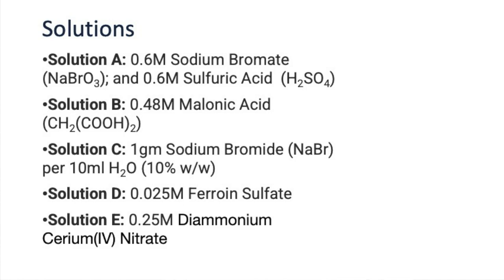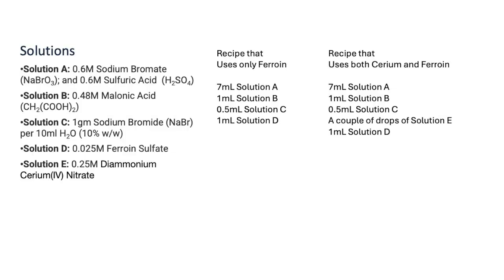To best compare the results with and without cerium, we will explore the reaction with just ferroin and the reaction with both ferroin and cerium. It's worth noting that cerium alone can be used as the catalyst for the BZ reaction. However, since cerium 4 is yellow and cerium 3 is colorless, the oscillating color change is less striking and sometimes difficult to observe through a camera.